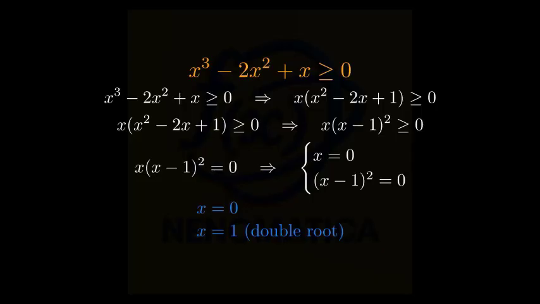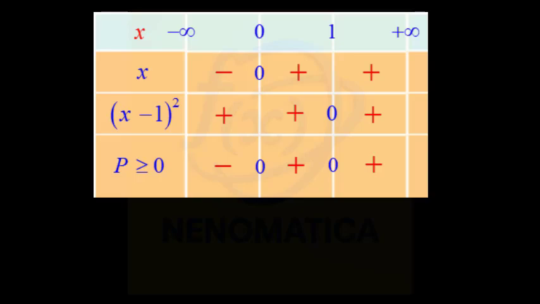Step 3 is a sign analysis. We will use a sign table for p of x equals x times x minus 1 squared across the critical points 0 and 1. The factor x is negative for x less than 0, 0 at 0, and positive for x greater than 0. The factor x minus 1 squared is always non-negative and equals 0 only at x equals 1. Multiplying the signs gives the sign of p of x.